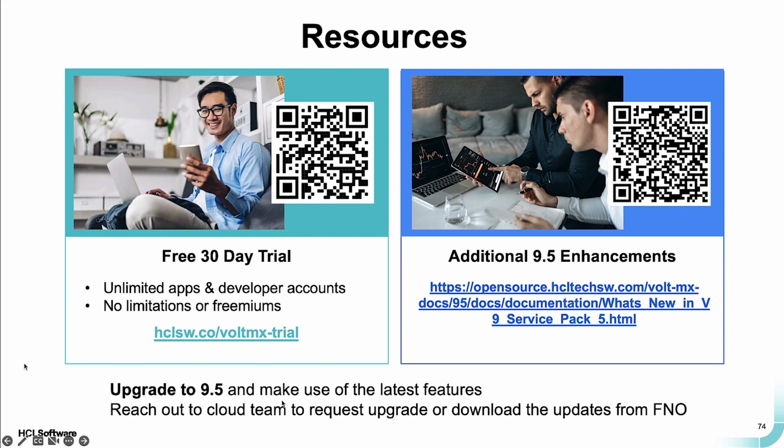For all existing customers, please try to upgrade at least your development environment to 9.5 to start making use of the latest features. If you're on the Voltamex cloud, you can reach out to the cloud team to request an upgrade. If you're on-premise, you can download the latest installers from FlexNet, and you can install and upgrade your systems.